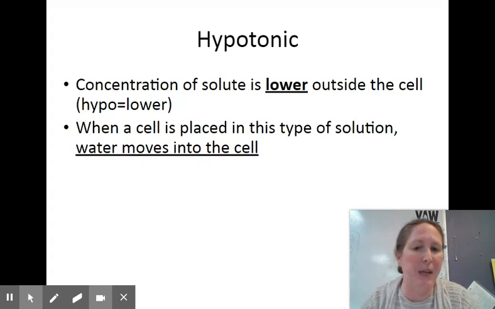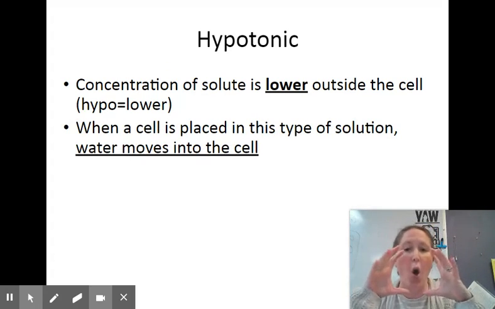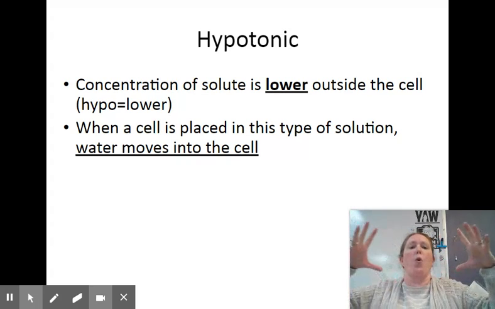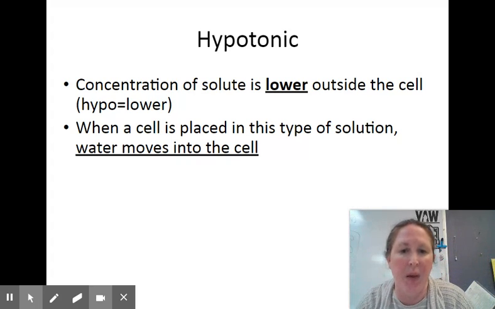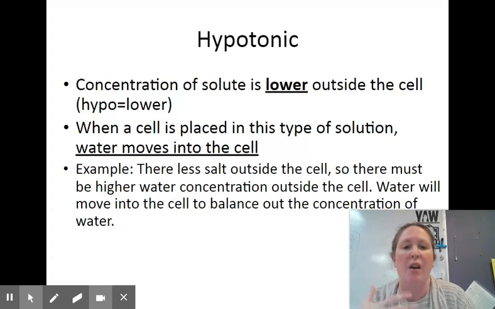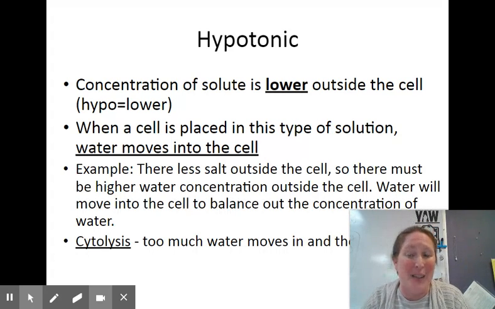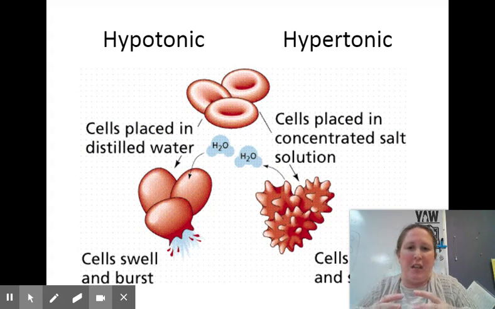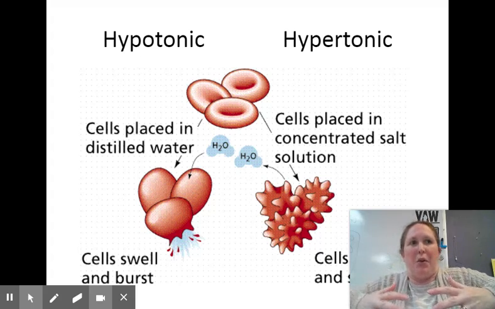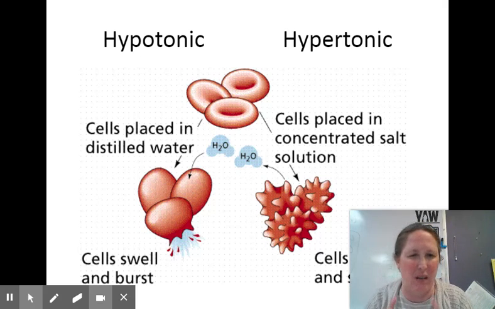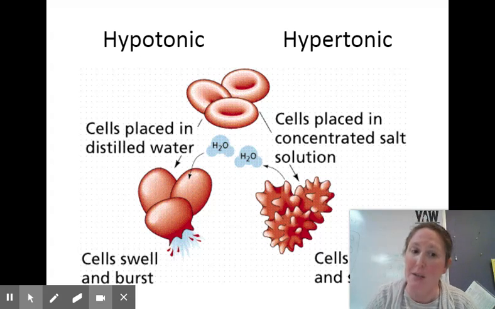So when a cell is placed into a hypotonic solution, the big O makes me think of, oh, it got bigger. And the cell is going to swell up. And sometimes cells will actually swell up so big that they burst if they're animal cells. If they're a plant cell, they're just going to get bigger and bulkier, but that cell wall doesn't let them burst open. But animal cells, they do.